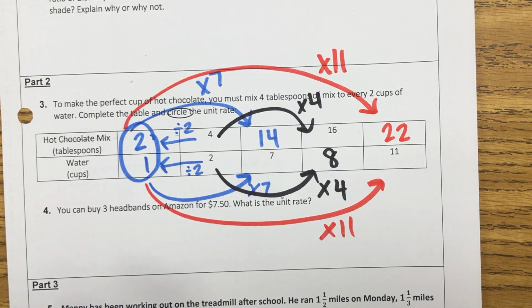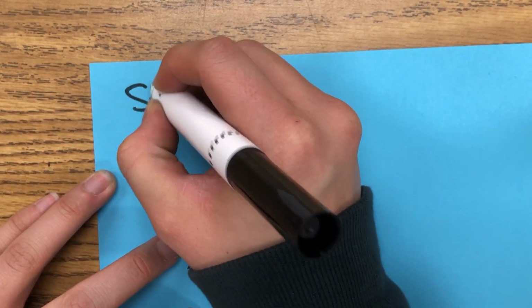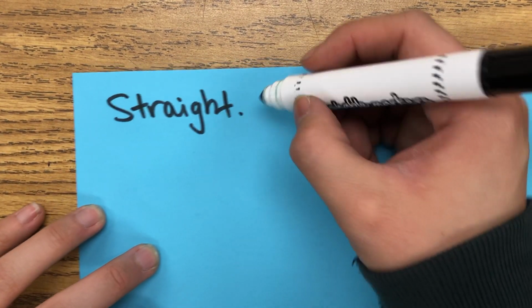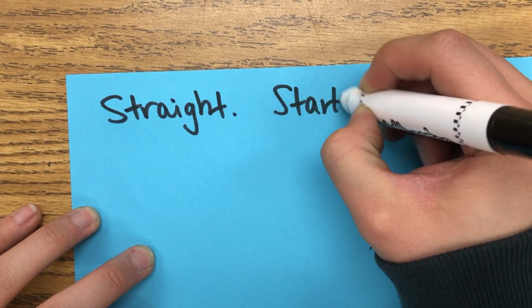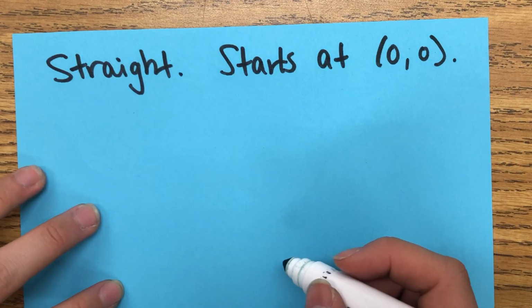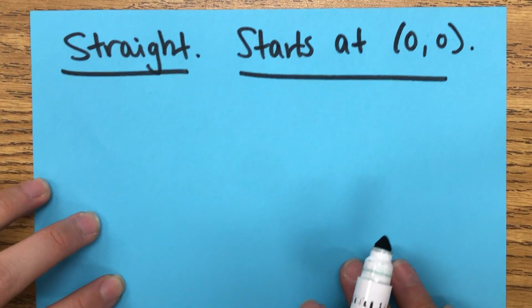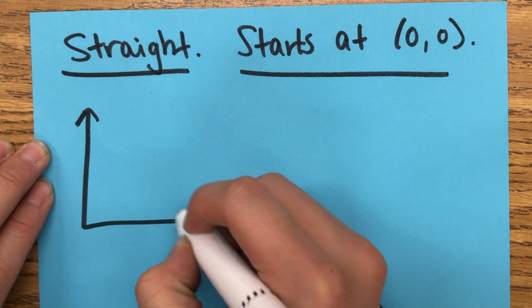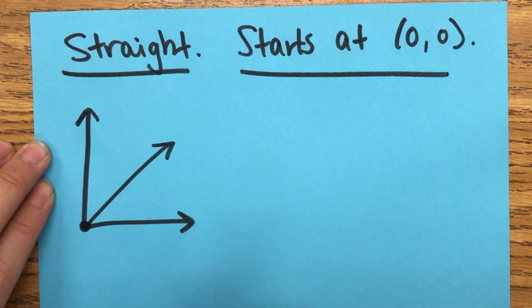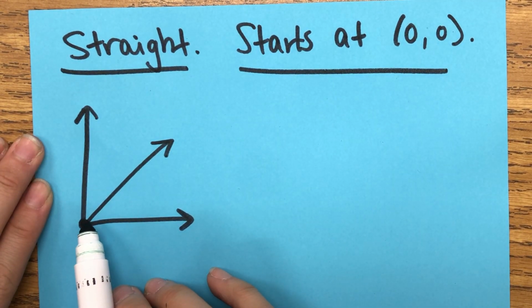One last thing I wanted to show you is how we can tell whether a graph is proportional. The two most important things about a proportional graph is that it is straight and it starts at 0. So it needs to be straight, it needs to start at 0, 0. So 2 examples. Starting at 0, 0, straight line out. This is a proportional graph because it starts right here at 0, 0 and it is straight.